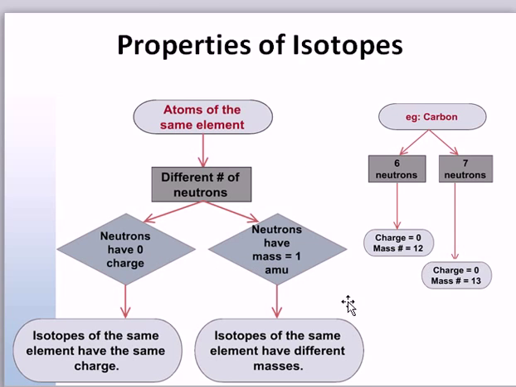By definition, the rule is that an element is defined by its number of protons. If you change the number of protons, you're talking about a whole new element. But it can change the number of electrons, and it can change the number of neutrons. That's where we have degrees of freedom. So therefore, we know that atoms are not exactly the same, because they can have more or fewer electrons, and they can have more or fewer neutrons.